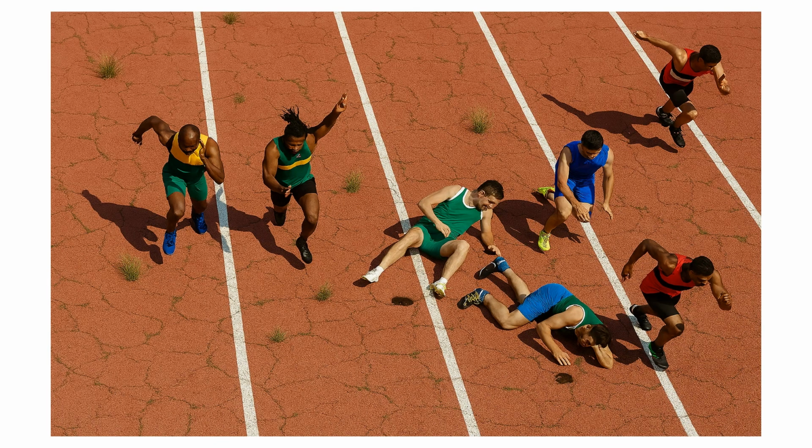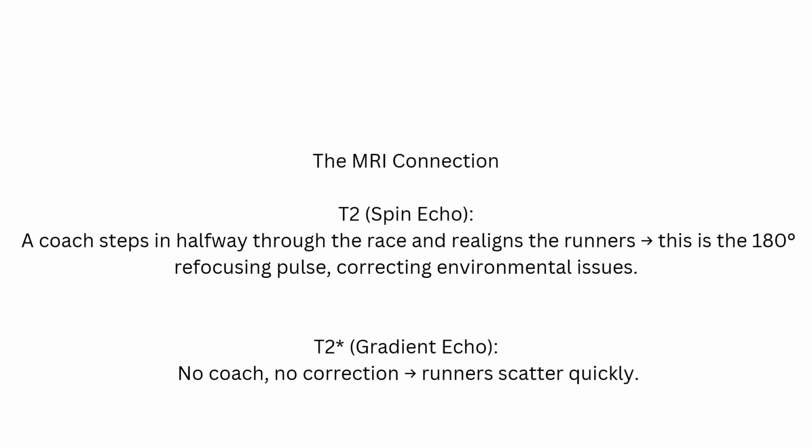What does this represent? T2 star. T2 star includes the natural T2 decay plus external magnetic field imperfections and susceptibility effects. So, in summary, for T2 spin echo, the coach steps in halfway through the race and realigns the runners. This is the 180-degree refocusing pulse, correcting environmental issues. For T2 star, which is the gradient echo, you have no coach, no corrections, and the runners scatter quickly.